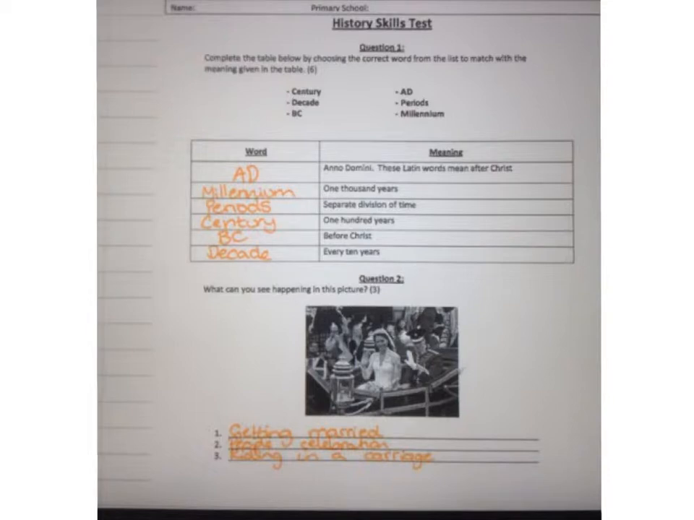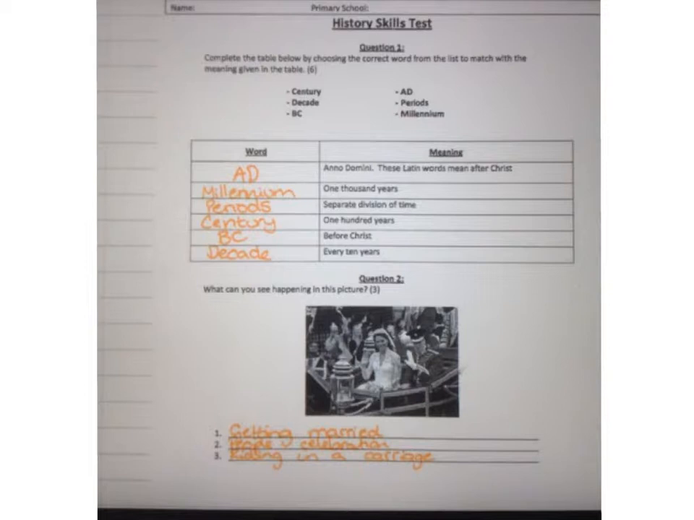Question 1. Complete the table below by choosing the correct word from the list to match with the meaning given in the table. Anno Domini. These Latin words mean after Christ. AD. 1,000 years. The correct word is millennium.